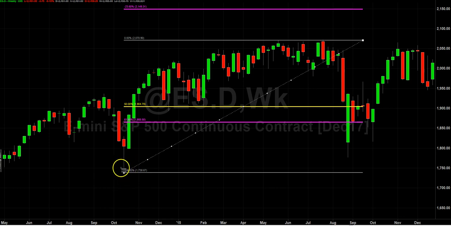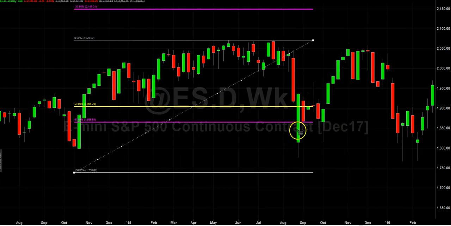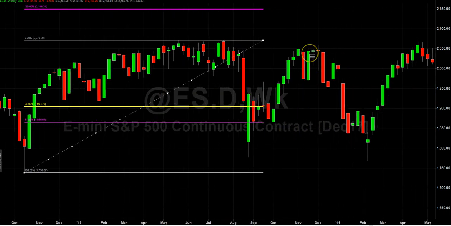This is a weekly again, started in October and moved all the way until September till I got a test of that 50/60, right? Notice it did not close behind that 62 retrace, really tested behind quite a bit and then pushed, right? So let's go to a smaller time frame and now see where that would work out.